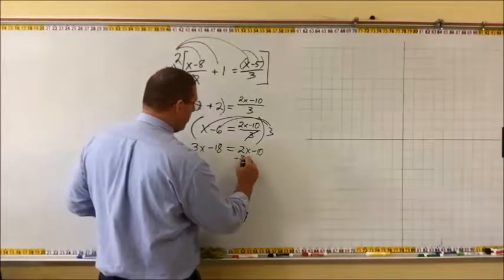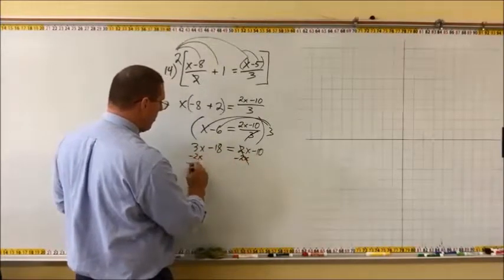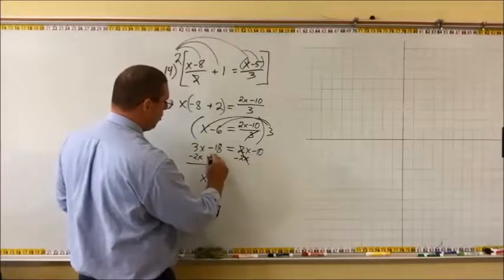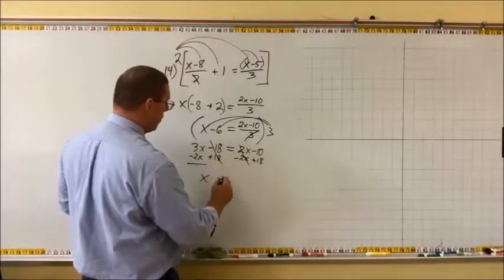Now we're going to subtract 2x from both sides. Can't eliminate over here. 3x minus 2x is x. We're going to add 18 to both sides. Eliminate over here.